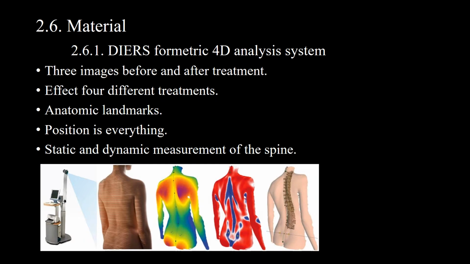When using the Diers-Formatic 4D analysis system, it is very important that the patient is correctly positioned. The Diers-Formatic 4D analysis system makes a static and dynamic measurement of the spine. It is a non-invasive and radiation-free method. The analysis system uses the Moiré principle to assess the spine configuration of the body statics, surfaces, torsion and balance, scoliosis, and all forms of spinal deformities.